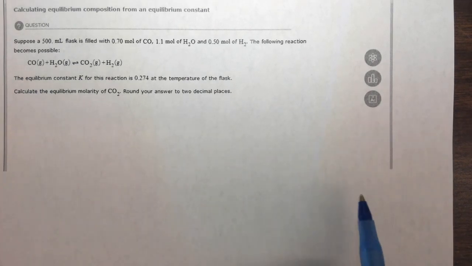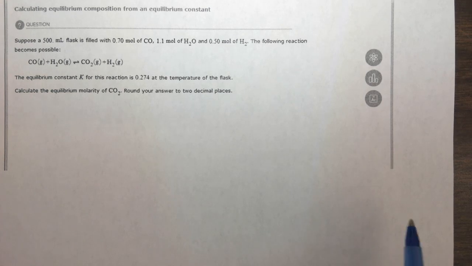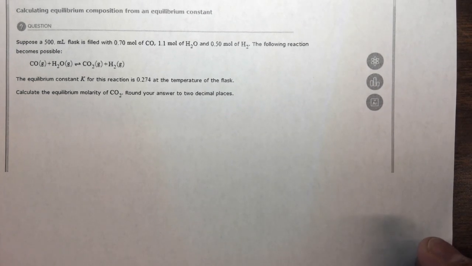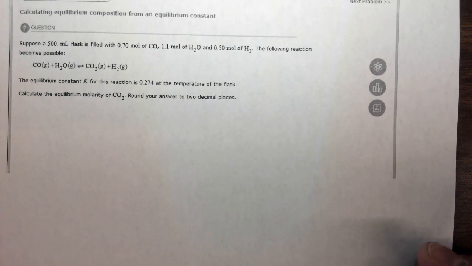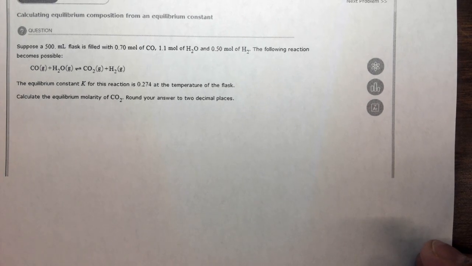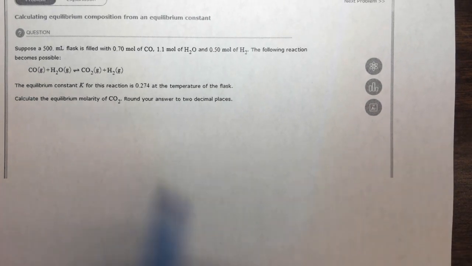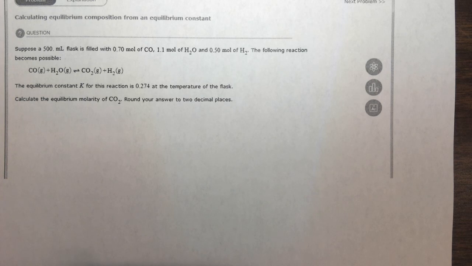So this is a very challenging problem. And if you haven't watched the previous video on the playlist where we talk about setting up ice tables, I strongly recommend you do that before watching this video, because we're going to need to use the ice table here and then actually do the math to calculate the value of X and in turn the concentration of CO2.